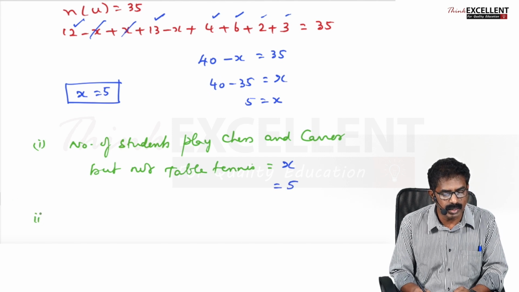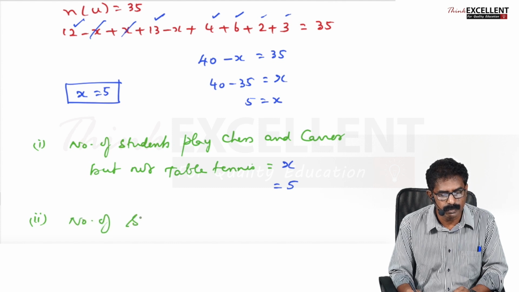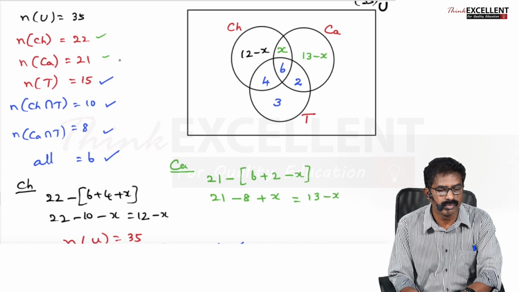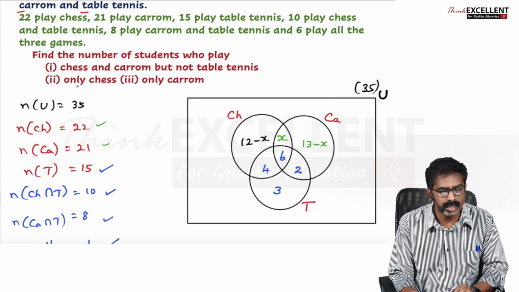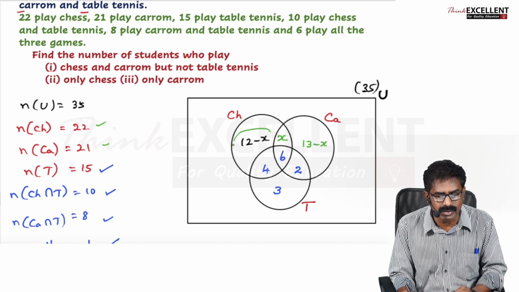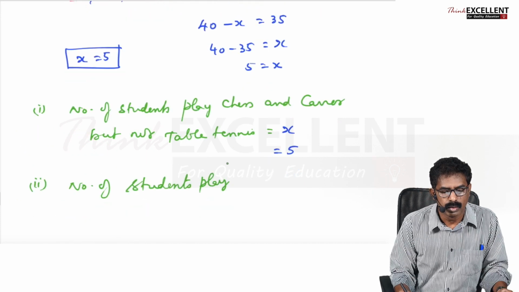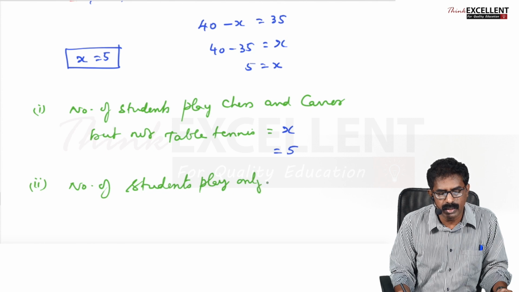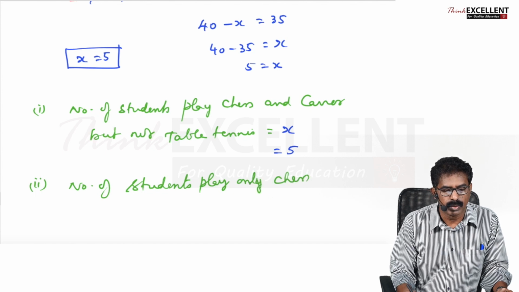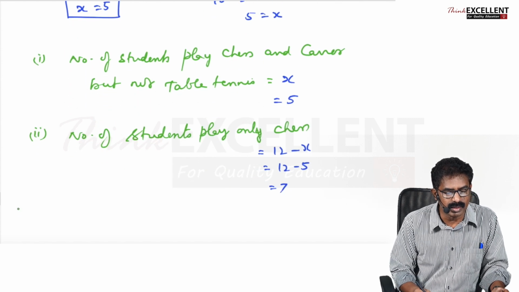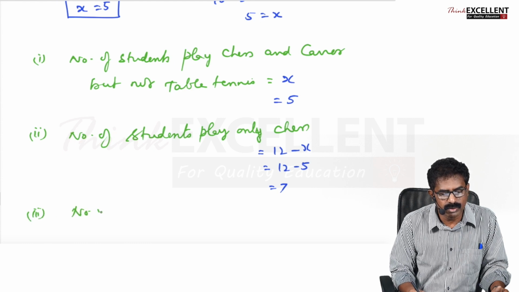Now see the second part, what they asked: the number of students who play only chess. Can you see only chess, this portion? Only chess. 12 minus x, right? So only chess. What's the answer here? 12 minus x, x value 5. So 12 minus 5. So your answer is 7.